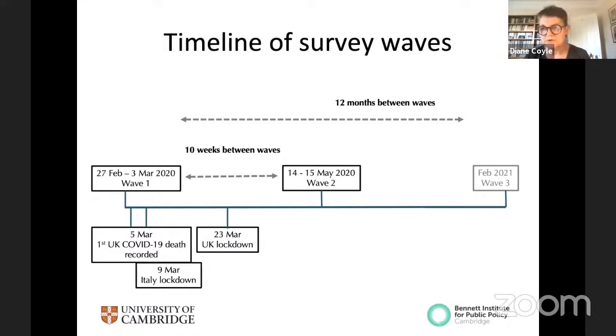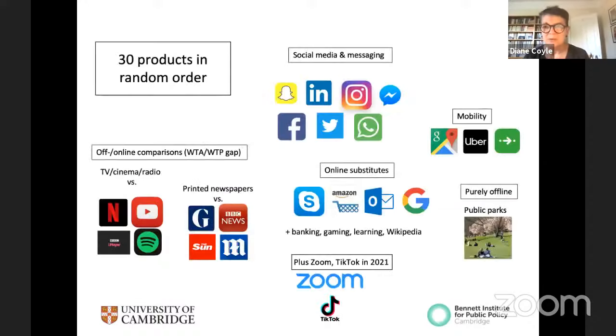The question was what goods to select. In the literature, there's a lot of attention on Facebook in particular for obvious reasons, but we wanted to look at a range of digital goods, but we also wanted to make some comparisons. So some of the choices are obvious, such as Facebook and Twitter. But we looked at online news versus printed newspapers, for example, online entertainment services versus TV sets, cinema and radio, some niche apps, so the mobility apps, and the public parks is an example of a non-digital free public good about which there's some evidence in the environmental economics literature.